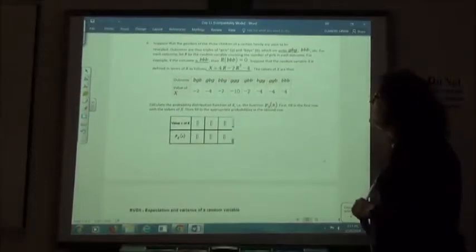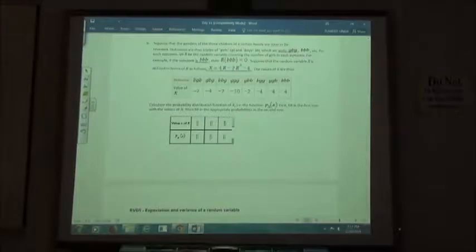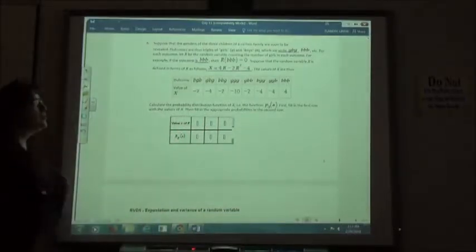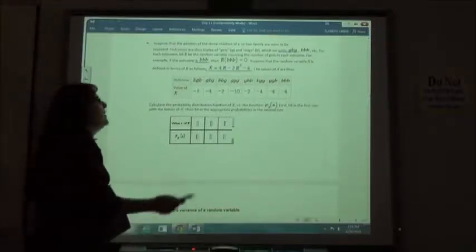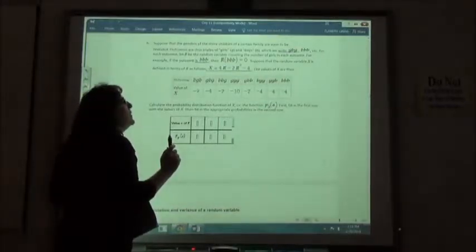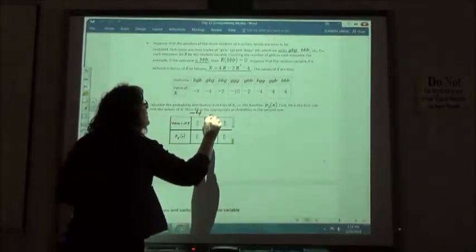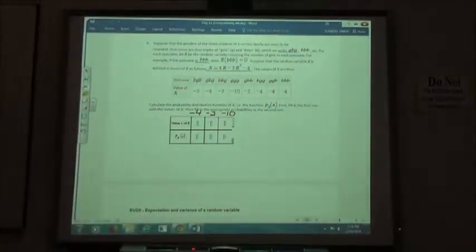So on number 6, this time they're doing boys and girls in 3 possible outcomes. Again, they gave us the table. They want us first of all to write one of our possible values of x. By looking at our table, what numbers would we have on our possible values of x? -4, -2, and -10. Whatever order, it doesn't matter which order you put them in.